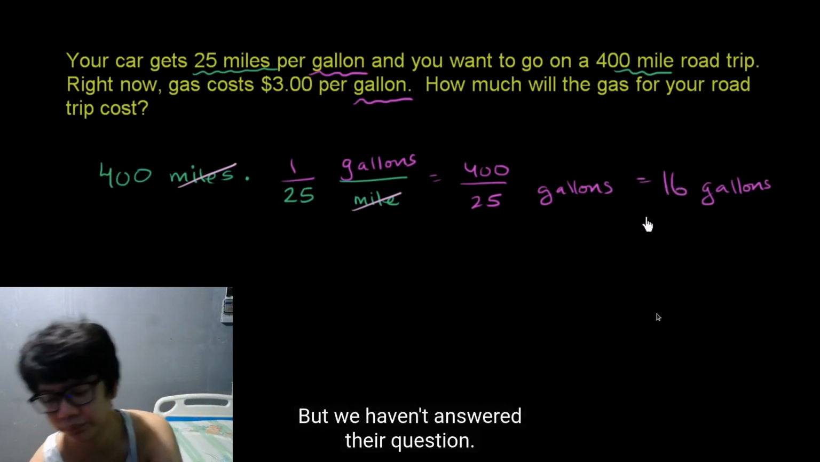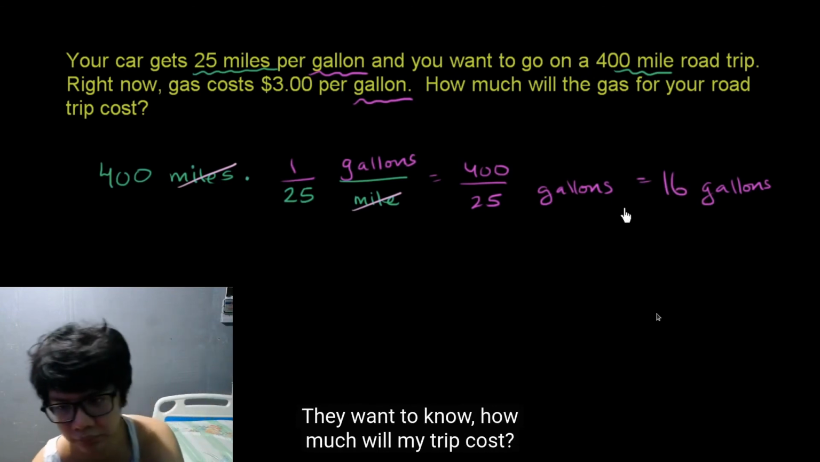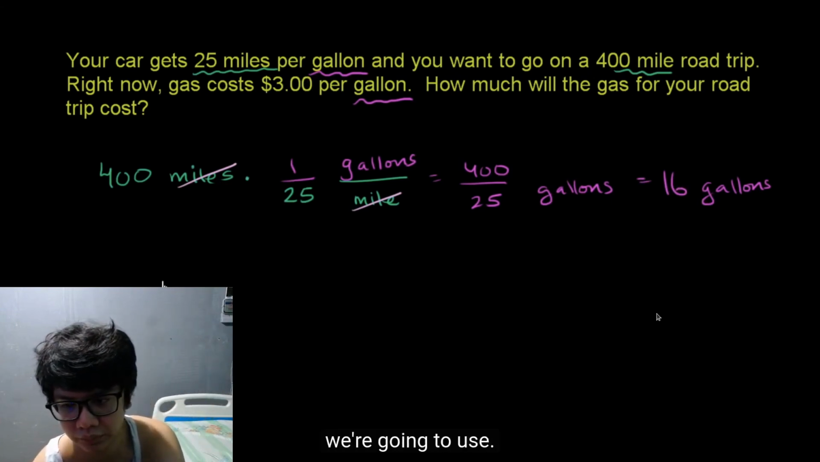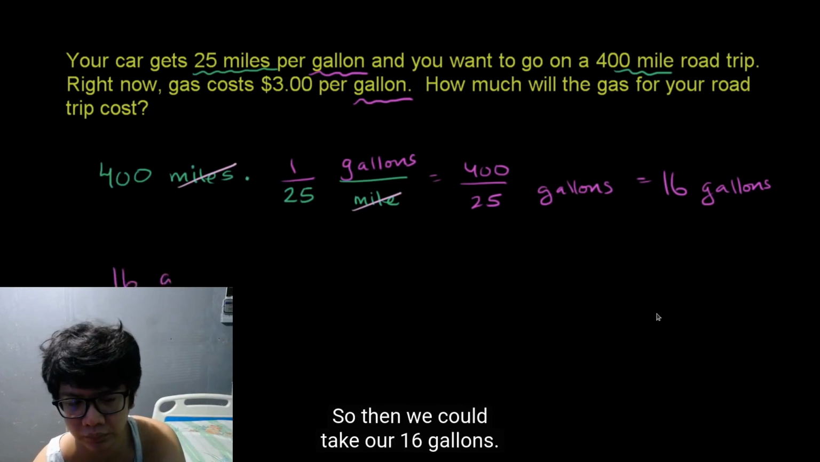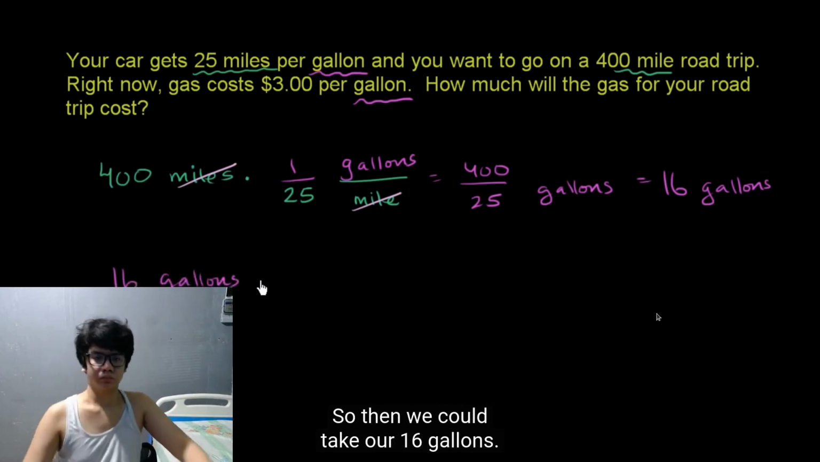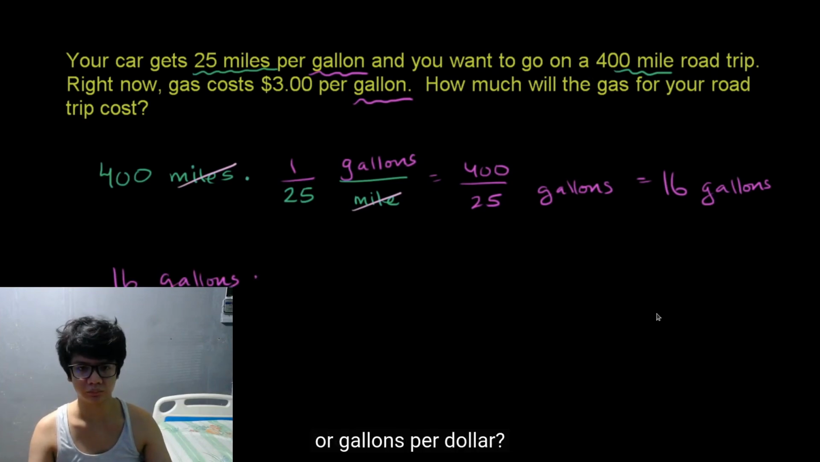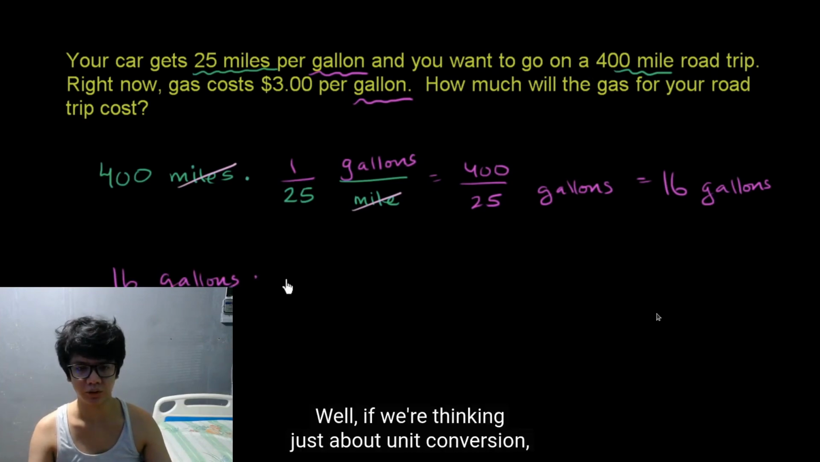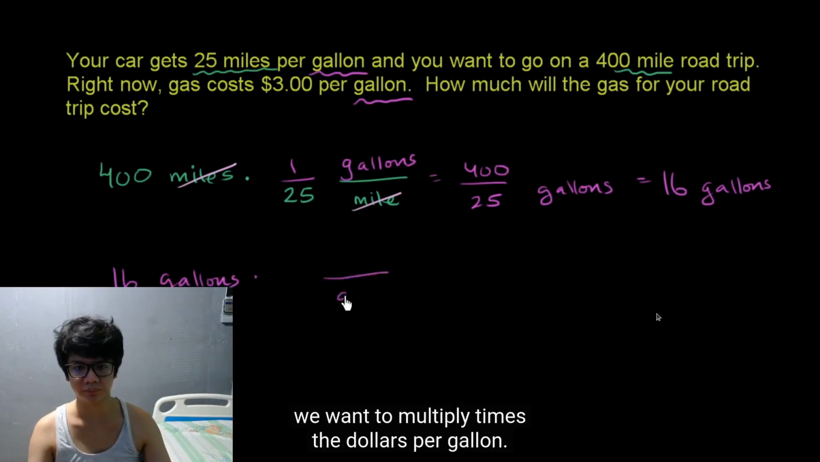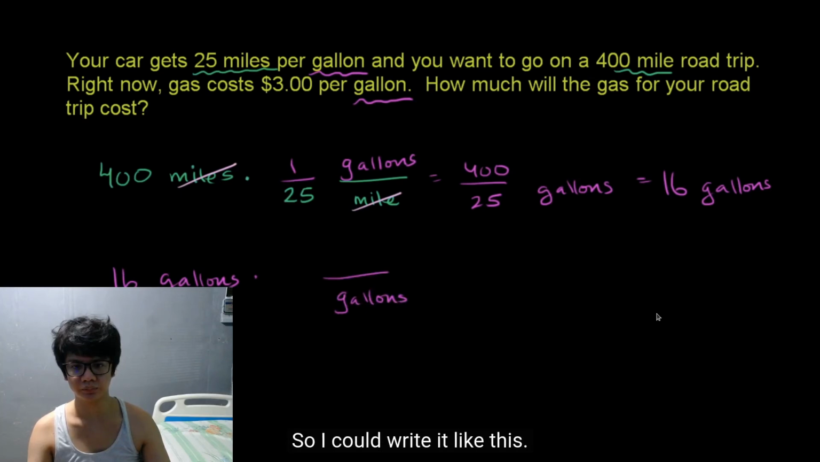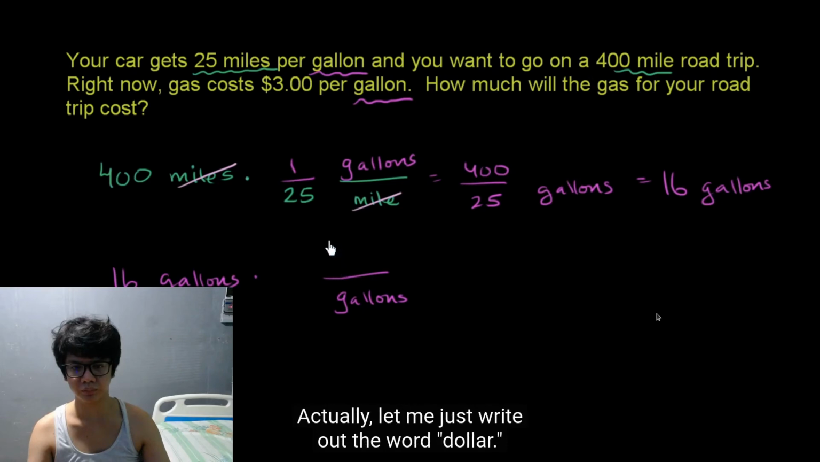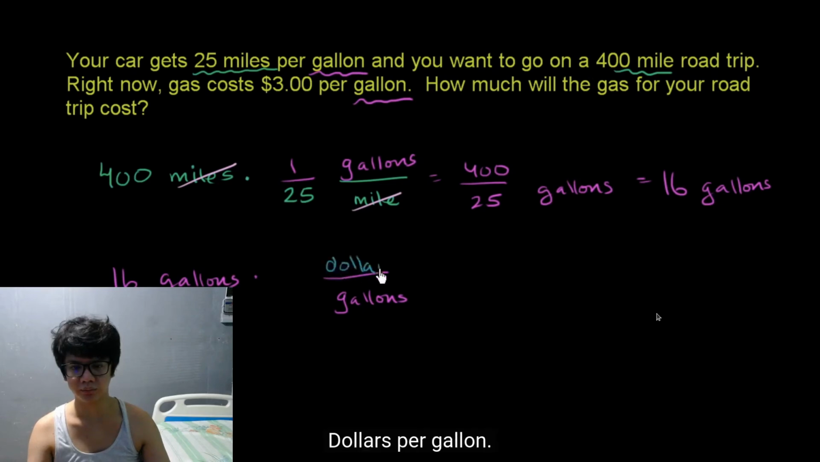But we haven't answered your question. We want to know how much my trip will cost. Right now, we just figured out how much fuel we're going to use. So we can take our 16 gallons, and to figure out the dollar cost, we're going to multiply by dollars per gallon or gallons per dollar. Well, if we're thinking about unit conversion, we want to multiply by the dollars per gallon. So write it like this: dollars per gallon, and the units will cancel out.